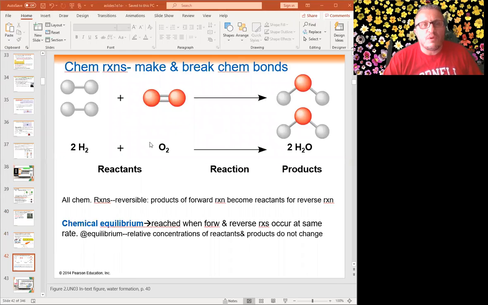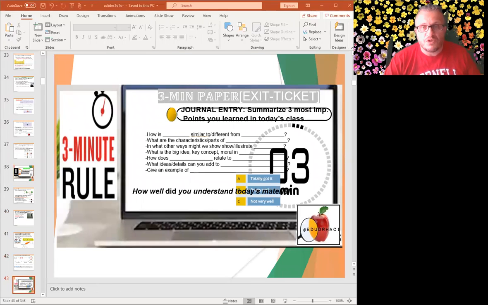So chemical reactions can make and break chemical bonds. There are reactants, there is a reaction, and there are products. And chemical equilibrium is reached when the forward and reverse reactions occur at the same rate. At equilibrium. And this concludes our chapter 2 video, and see you in the next one.